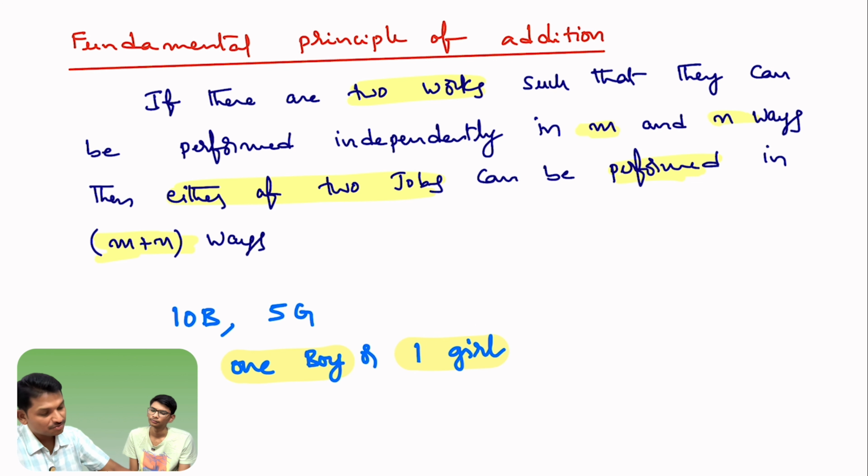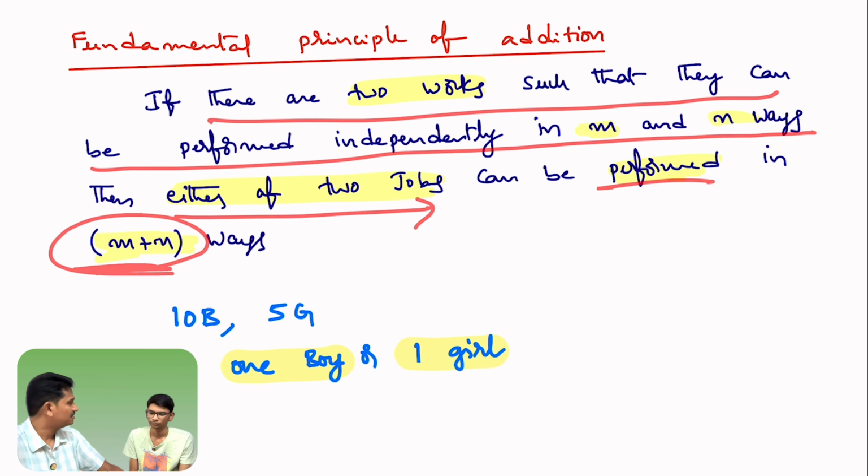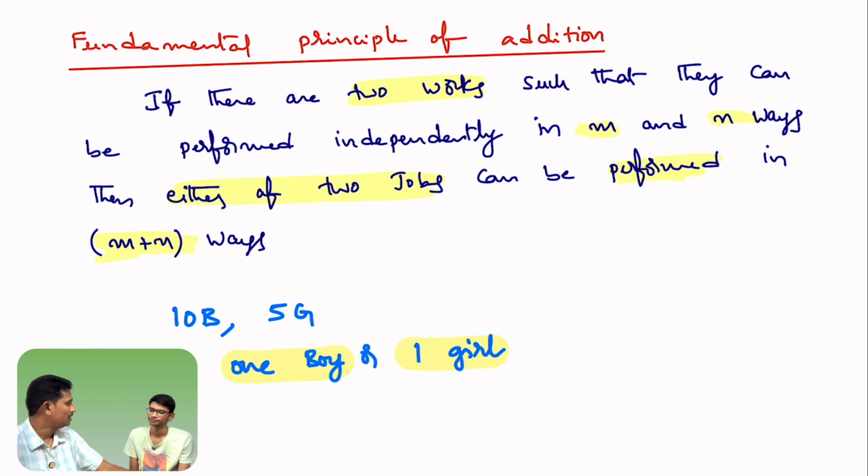What is the fundamental principle of addition? If there are two works such that they can be performed independently in m and n ways, then either of the two jobs can be performed in m plus n ways. This is known as the fundamental principle of addition. We use the fundamental principle of multiplication more frequently than addition, but you need to know addition also. The best way to remember: whenever the question has "and", we use multiplication. Whenever you see "or", we use addition.